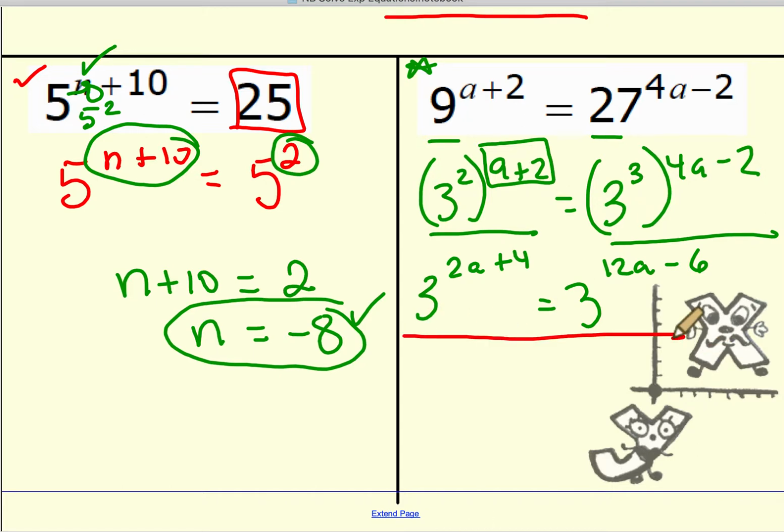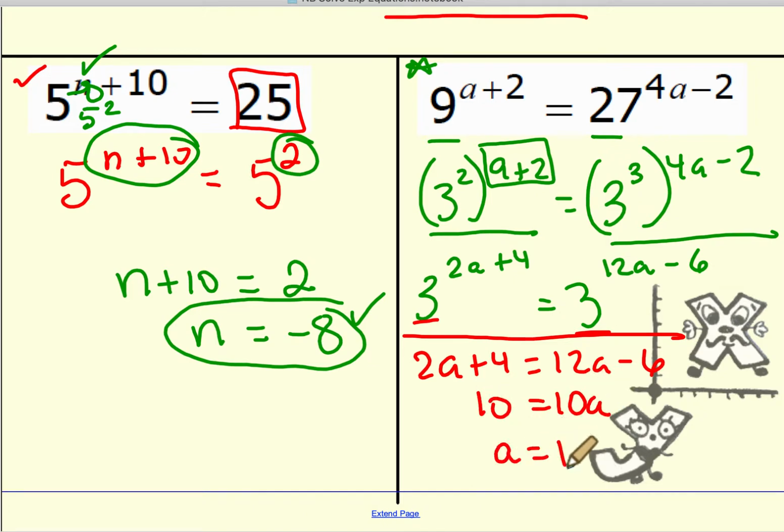But I've already done the distribution, so now what's left is just to rewrite my equation since the bases are both 3. So I'm going to subtract 2a from both sides, add 6 to both sides, and then divide by 10, giving me 1. So if I go back, I get 9 to the third power, which is 729. And then over here, if I put in a 1, I get 27 squared, which is also 729.